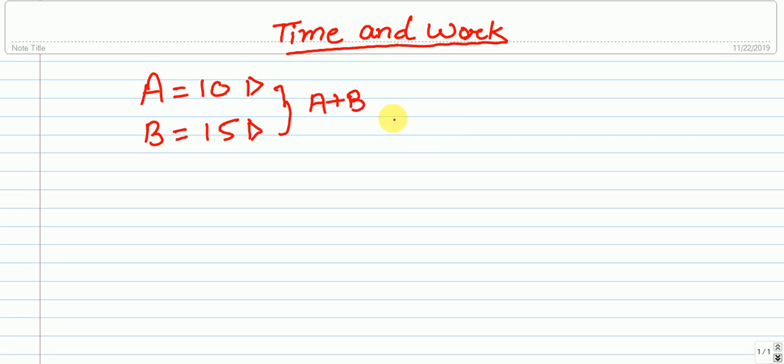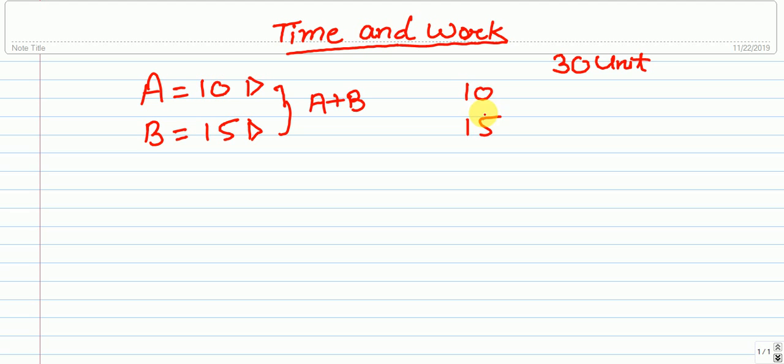Here what we have to do, every time, is take the LCM of the values that are given, which I will assume as the total work. So 10 and 15, you know that the LCM is 30. This 30 unit I'm going to assume is the work they need to complete. So 30 unit is the work.